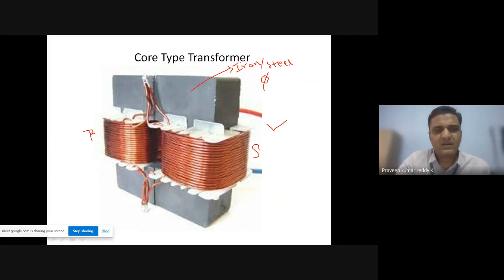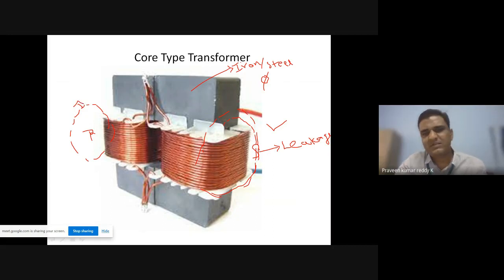Okay, so here if you see the structure, there is some problem. If the flux comes out of this winding like this, some part of the flux goes out to the air. It is not entirely passed through the iron steel core. So some flux will be leaked out into the air. We call it leakage flux. Leakage flux occurs on both sides, in the secondary and the primary also. You can see there is no metal body at this side, so some leakage will happen at both the primary and secondary.